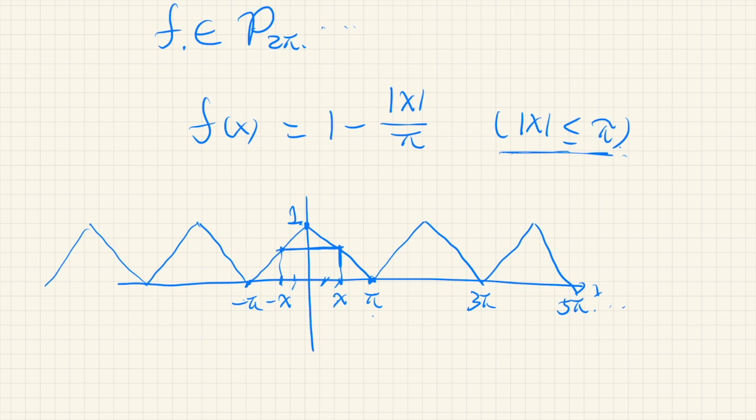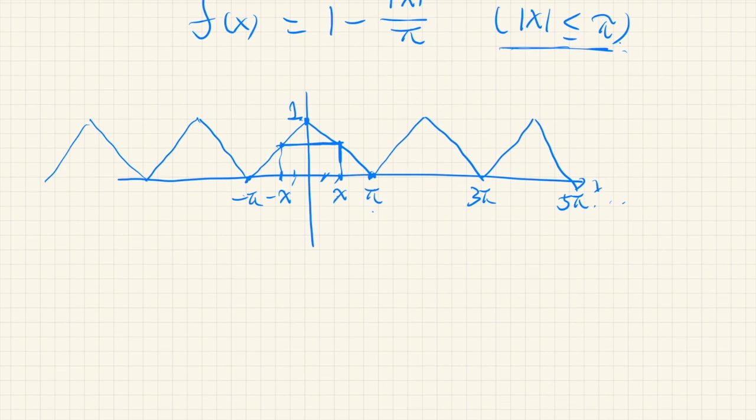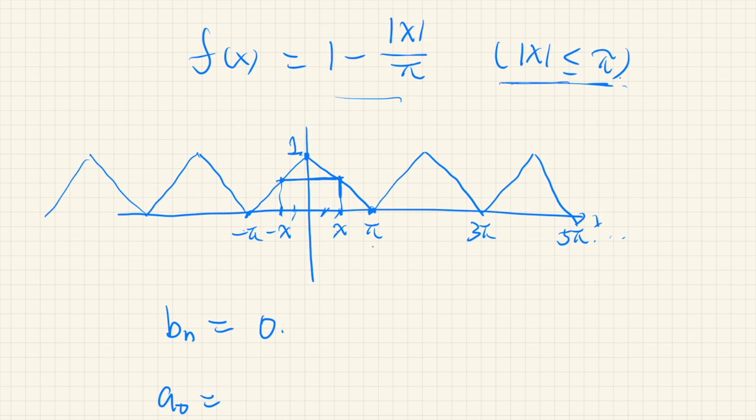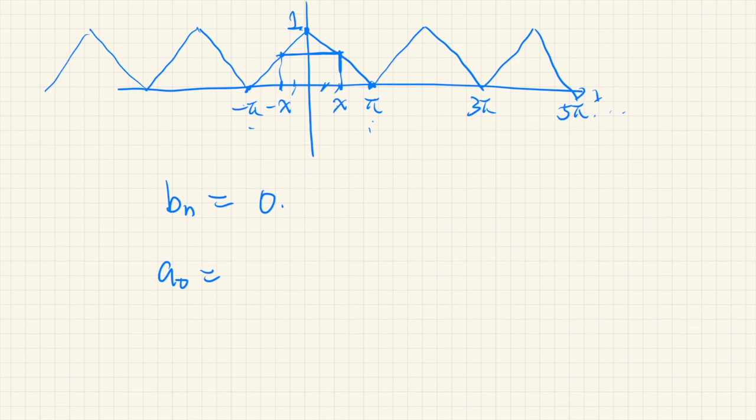So let's find the Fourier coefficients. And it's easy to see that the coefficients of sines are 0 by the symmetry argument. And a0 is just the integral of this over this interval, and you can see that it is actually 1.